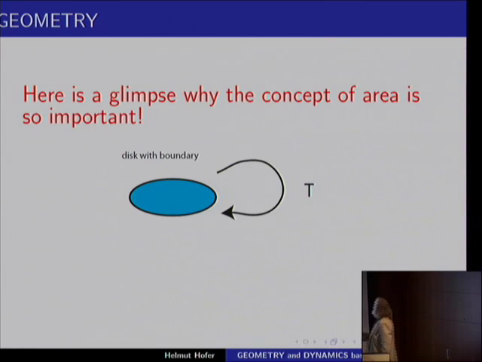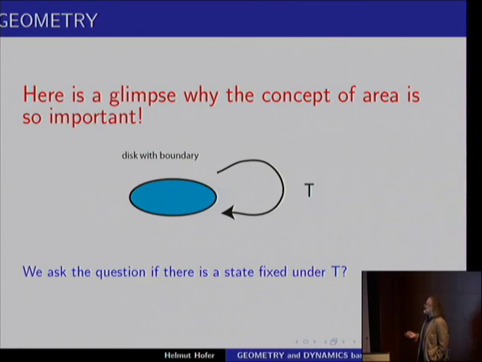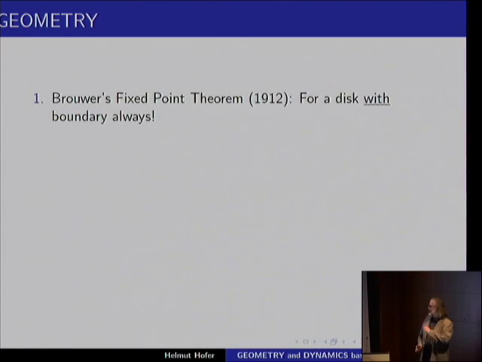So then a spectacular result by Brouwer confirms the following. So you see, there are not perhaps too many questions you can ask, but you can ask, is there at least one state which will never change in time? Yeah? So the input is equal to the output. And in fact, the answer is, yes, there is. And that is Brouwer's fixed point theorem in 1912. If you have this input-output machine on a disk with boundary, there's always one state which is fixed.